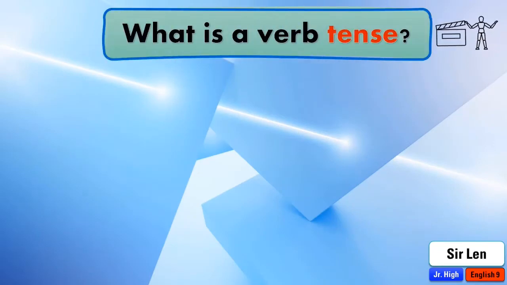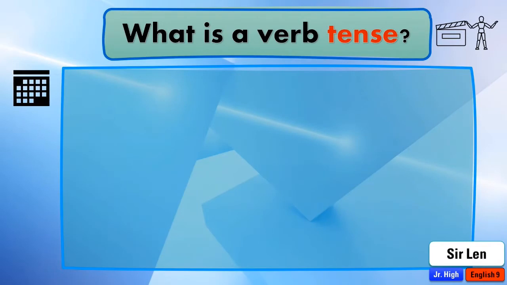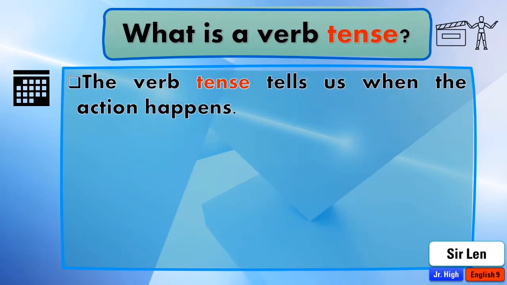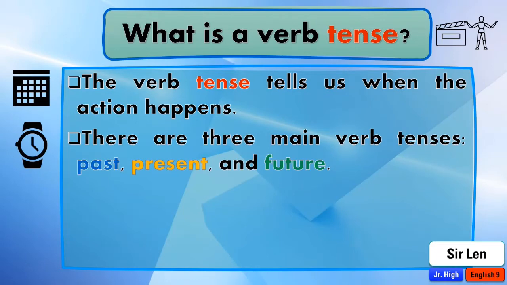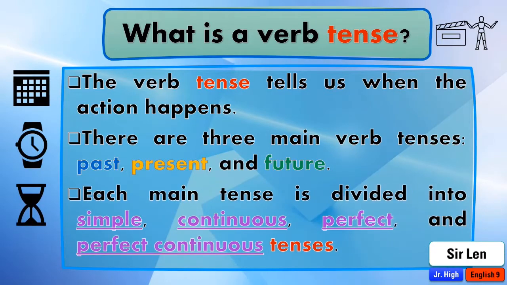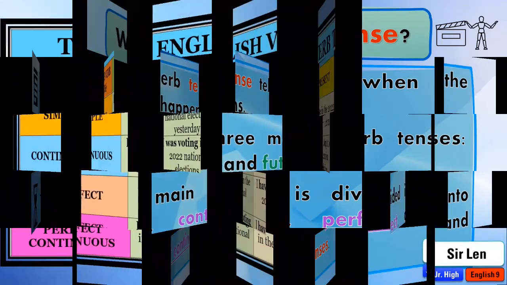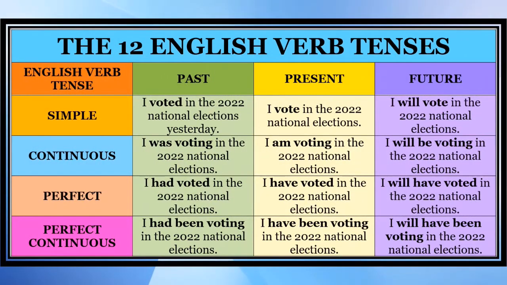What is a verb tense? The verb tense tells us when the action happens. There are three main verb tenses: past, present, and future. Each main tense is divided into simple, continuous, perfect, and perfect continuous tenses. Here are the 12 English verb tenses.